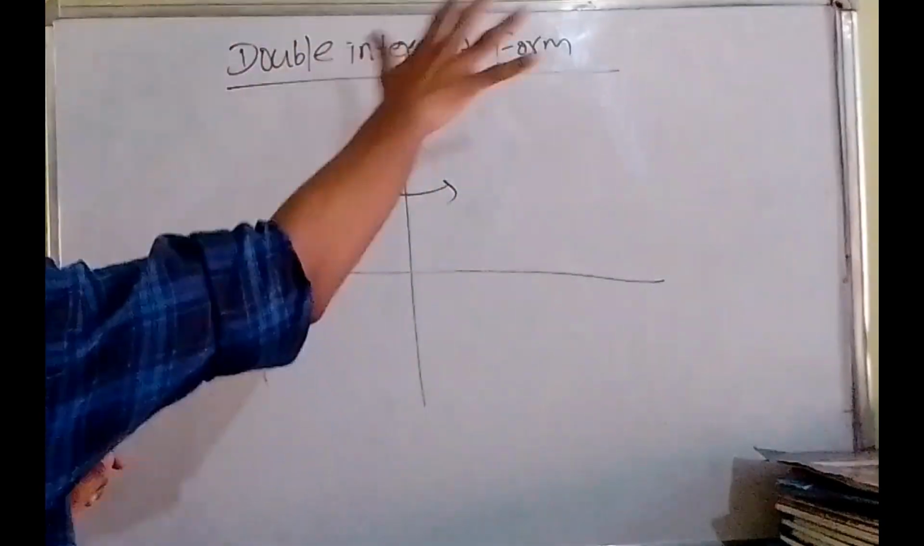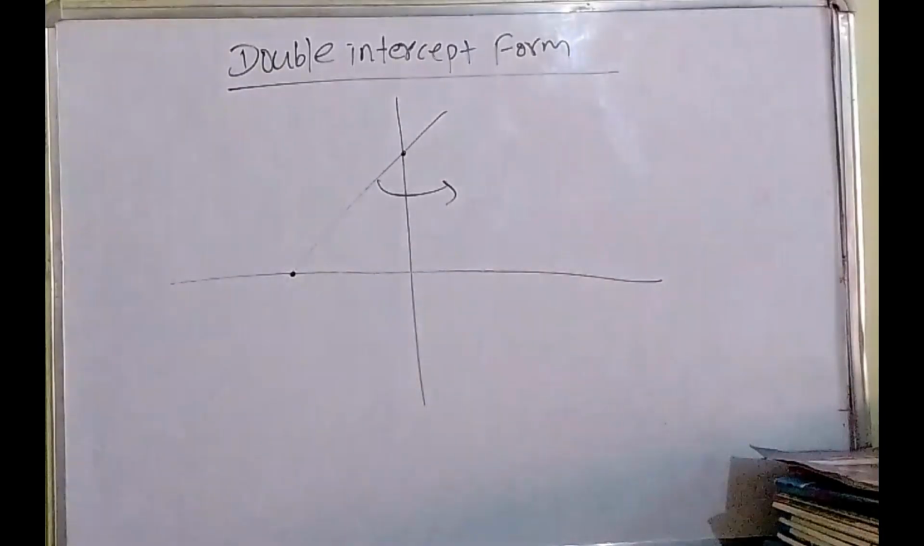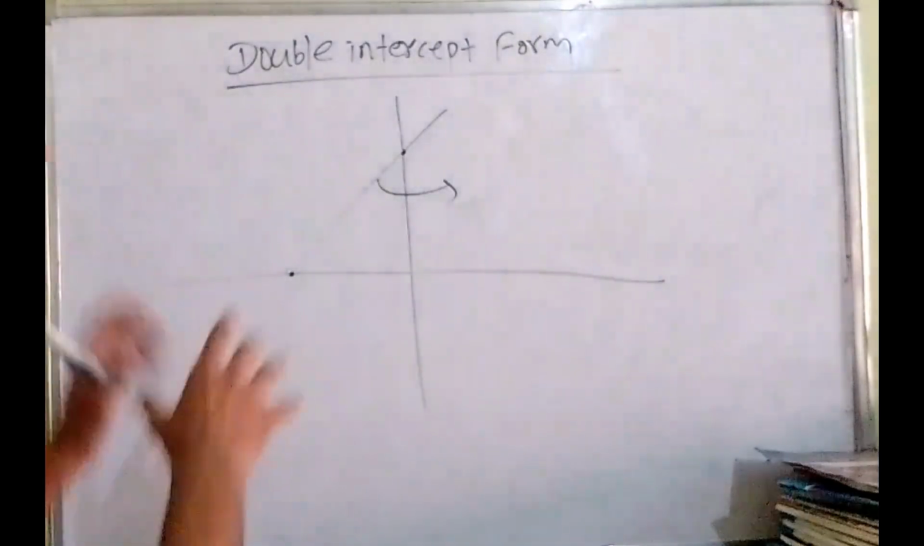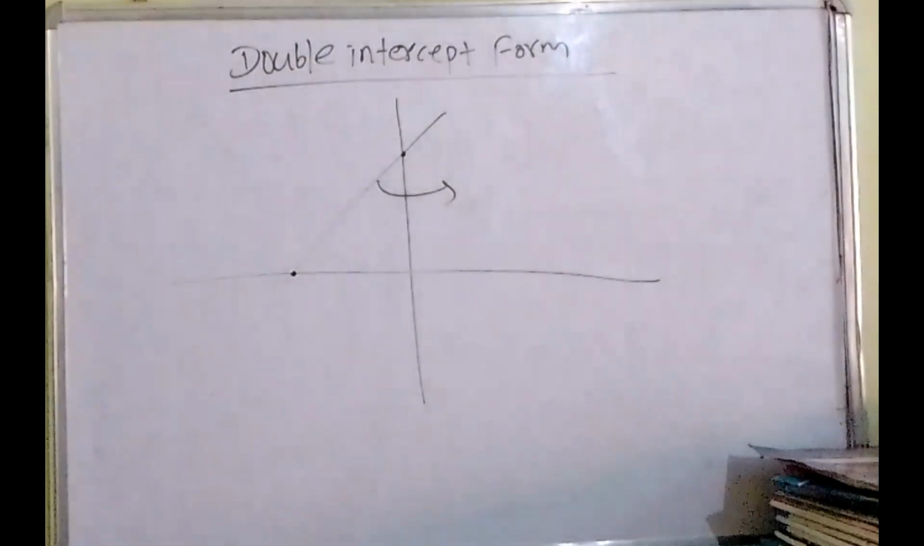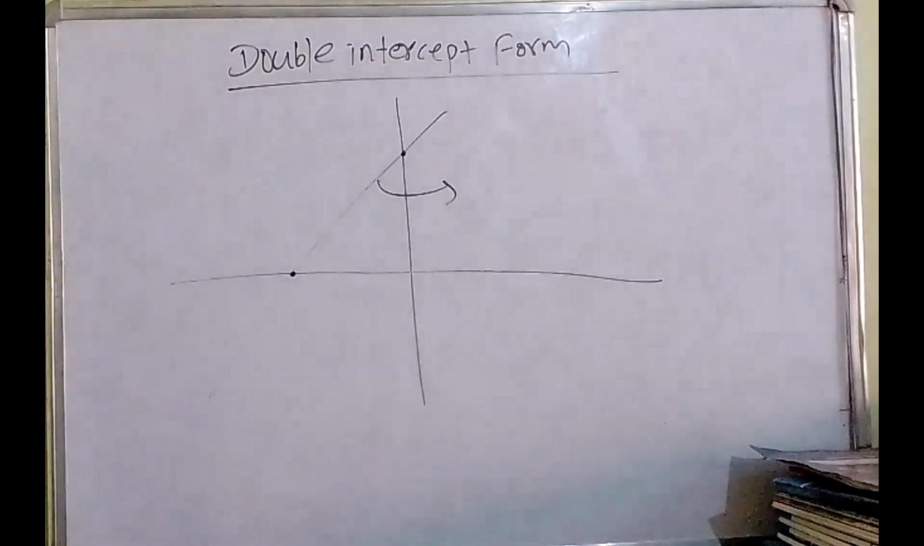Then that will go with the double intercept form, and this is pretty easy. Let me do the derivation of the formula first. I'm going to derive the formula, and then, if you have time, maybe one problem.